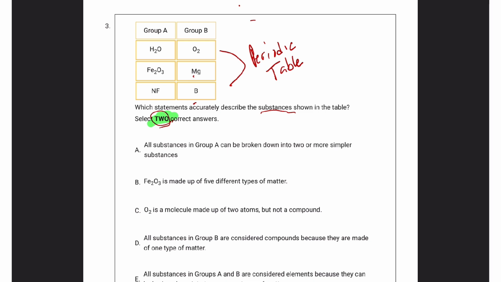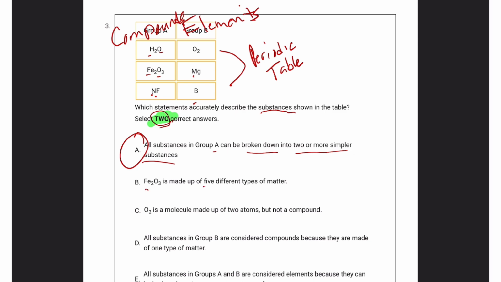So they can all be found on the periodic table. So we know that Group B is also known as elements. Group A, we have more than 1 capital letter. So we know that those are compounds. Okay, so now let's look at our answers down here. A, all substances in Group A can be broken down into 2 or more simpler substances. Well, that's the definition of a compound. So that's a good one.